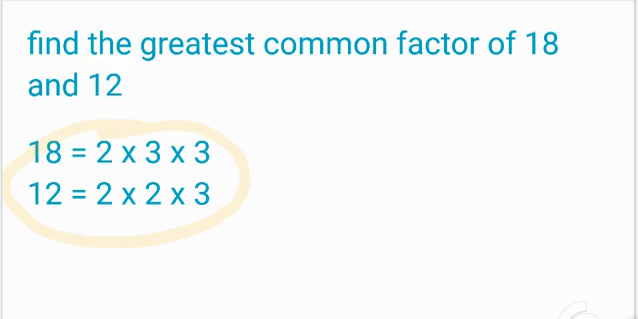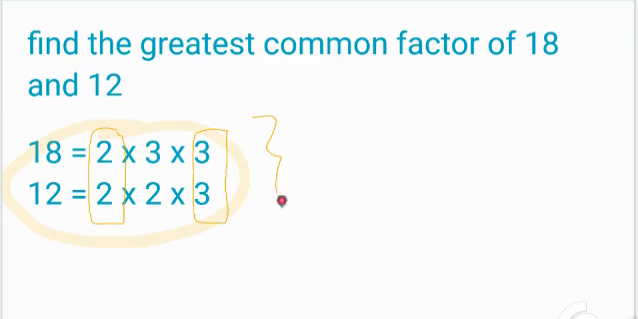So the next thing that we want to do is identify the common factors in both of these terms. We can clearly see that they both share a factor of 2, and they both share a factor of 3. The middle terms, the 3 and the 2, are not the same, so we're not going to count those. We're only going to count the factors that are the same.